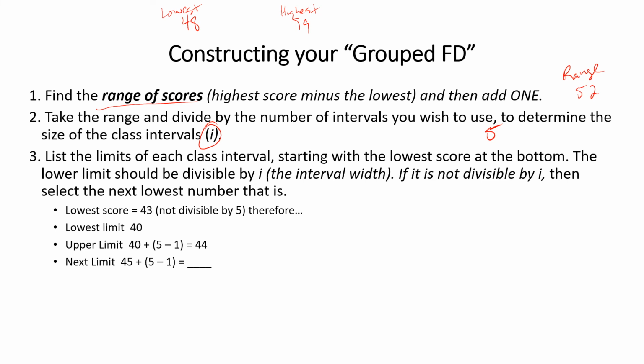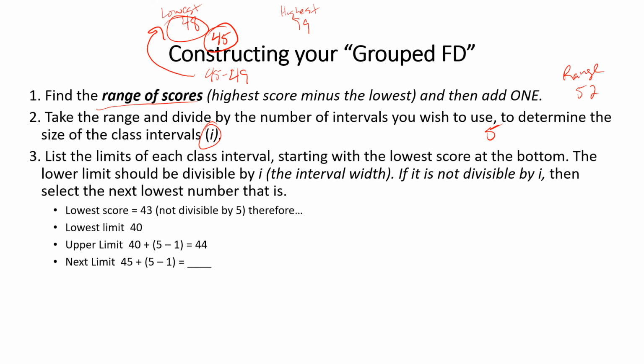So the example here I have, but let's look at our example up here first. We had 48. We want the next lowest score that's divisible by 5. So we would actually start with 45 as our lowest number for class intervals. And it's going to be 5 wide. We're going to do 45 through 49 as our first class interval, which includes our lowest score.